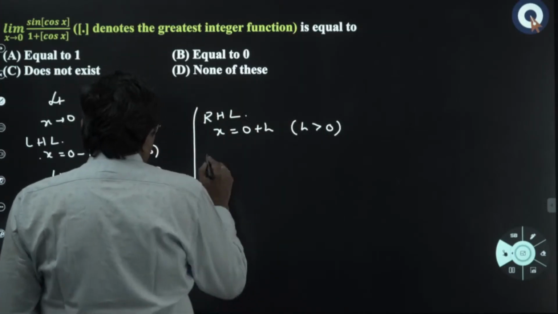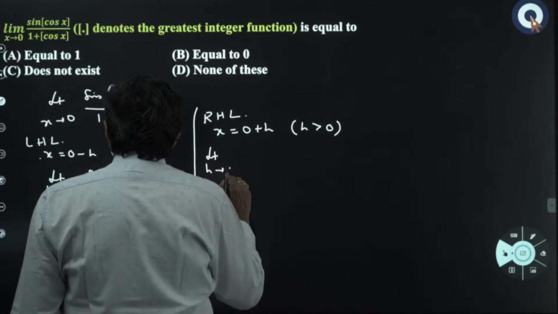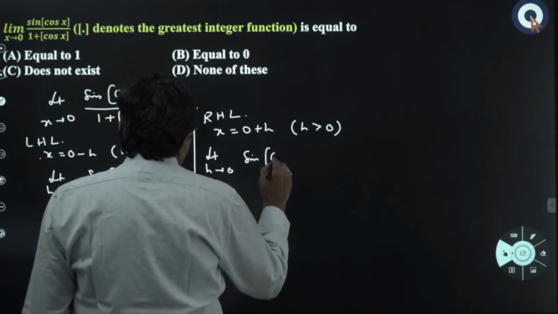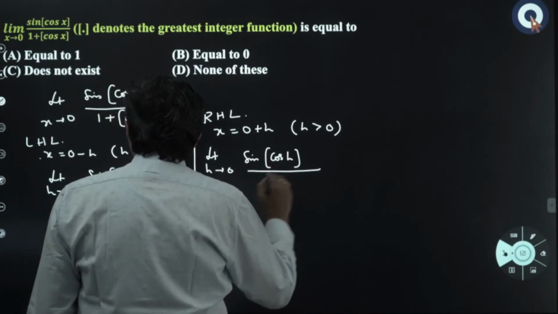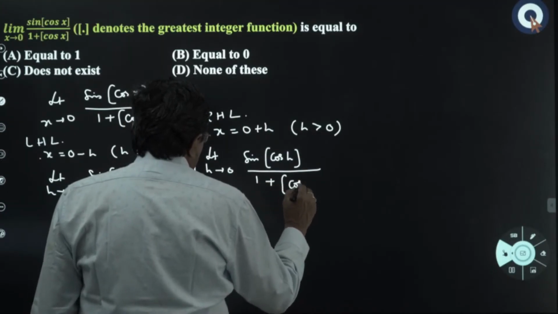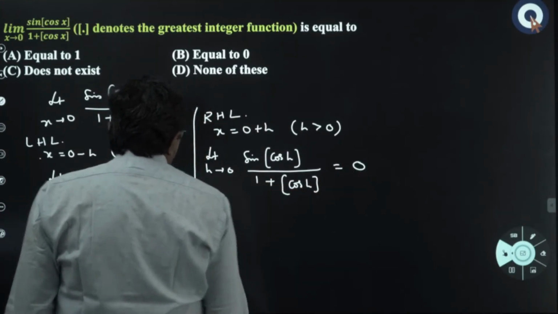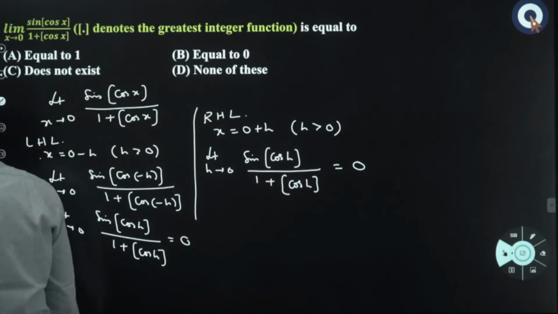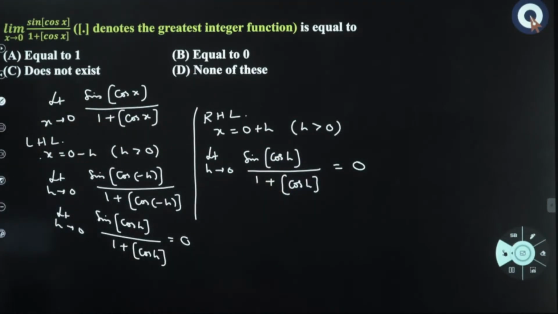So here limit h tends to 0, sine of step of cos h by 1 plus step of cos h. As usual, even this is 0 because cos h is a small positive quantity, so therefore it is slightly less than 1, so step of that is 0. So the left hand limit is 0, right hand limit is 0, so the value is 0. All right. So let us go to the next problem.